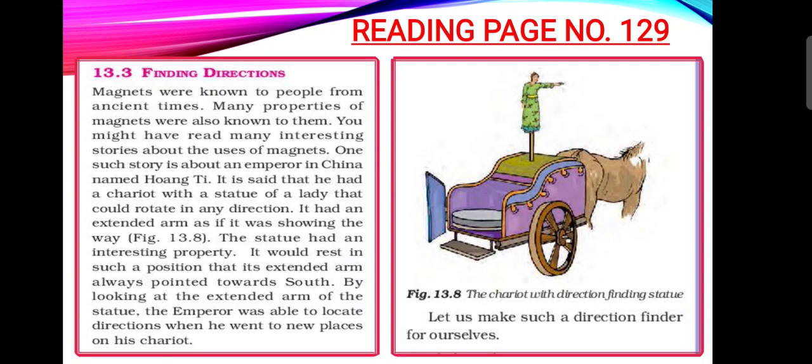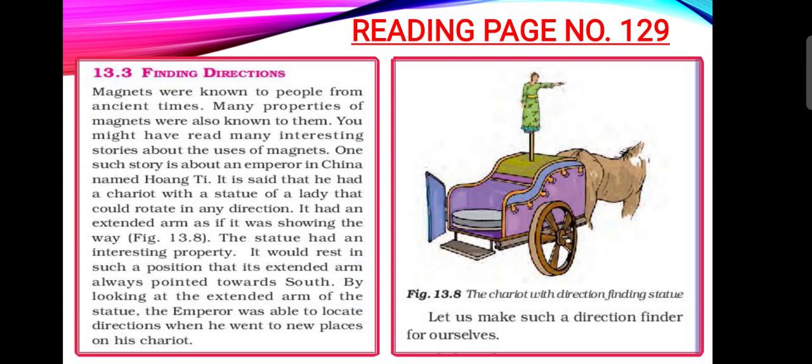It has an extended arm, so it was showing the way, like where they have to go. This statue had an interesting property actually. It would rest in such a position that its extended arm always pointed towards south, by which one can identify where the south direction is.